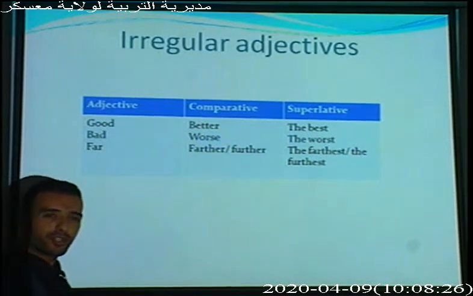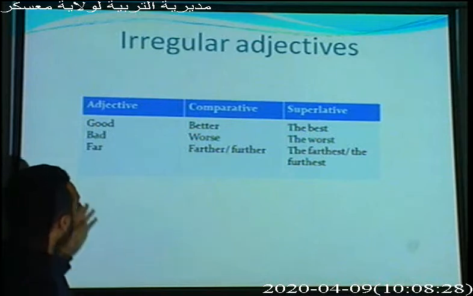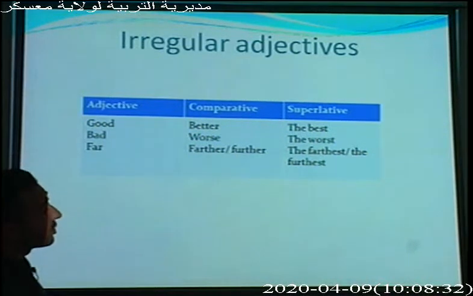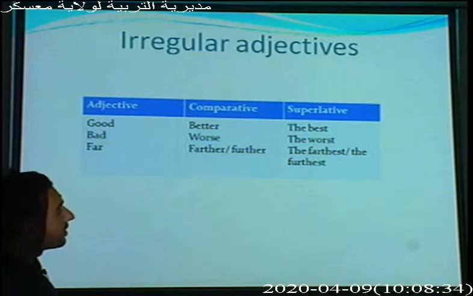Now let's talk about superlative. Good is going to become the best. Bad, we turn to the worst, and far will become the farthest or the furthest.